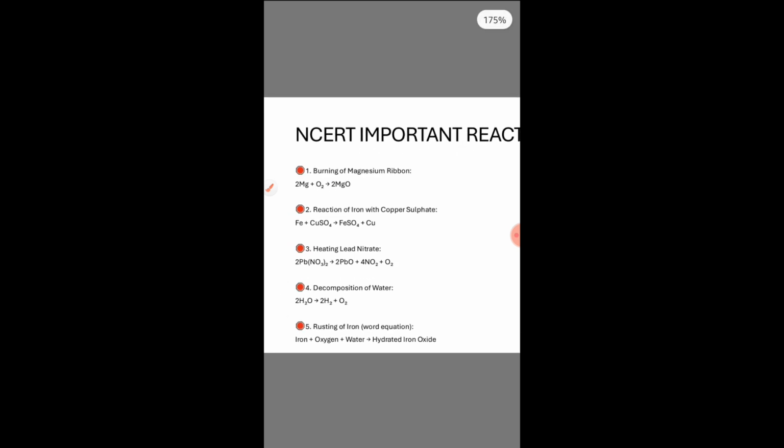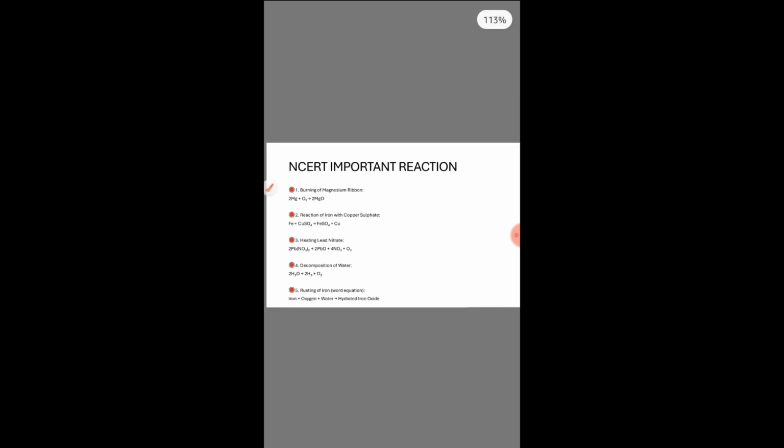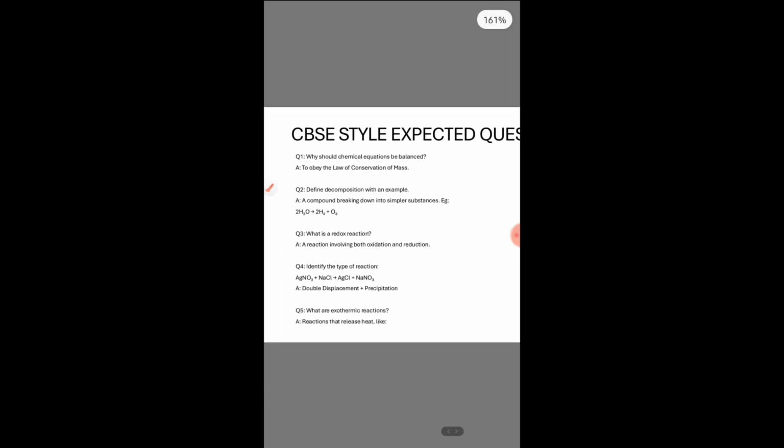Now next is heating lead nitrate. We also had an experiment for this. These are all reactions where the experiments are there. Just read the experiments or go through my video. So the next is, what is a redox reaction? I have explained it, where oxidation and reduction happen simultaneously.